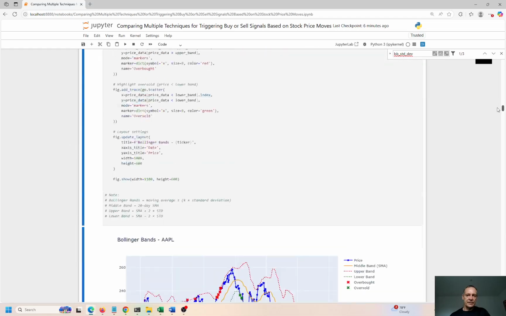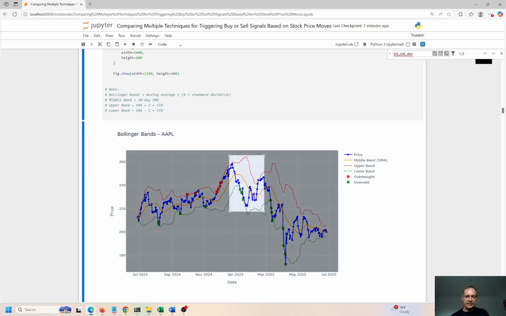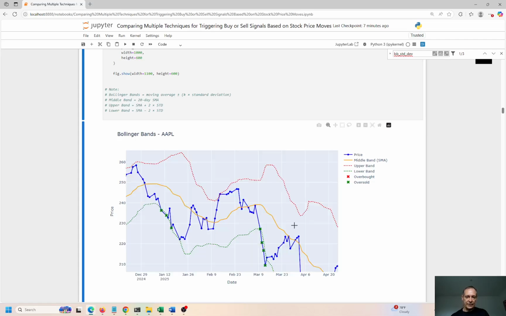Here's the Bollinger Band strategy. You can see the stock price in blue, exactly what we saw before. The middle band is the SMA, in orange. The upper band, the higher confidence interval, is in red. The lower confidence interval is in green. You can see the spread between the red band on the top, the upper confidence interval, and the green, the lower confidence interval. The blue is the stock price, and the middle band is the simple moving average.